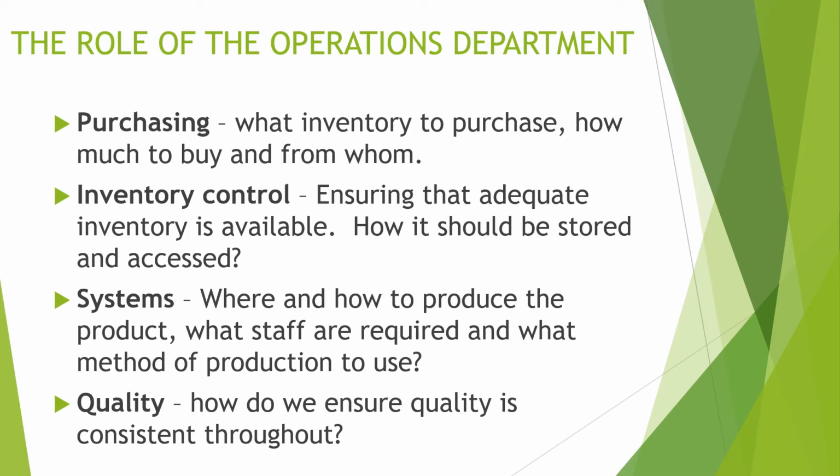We then look at systems themselves, and this is how you're going to produce your product. That's going to depend on the staff you require, how talented or how skilled they are, and the method of production you're going to use. And finally, when you are producing the product, it's really important to make sure that you're ensuring quality is consistent throughout. So we look at different methods of ensuring quality.